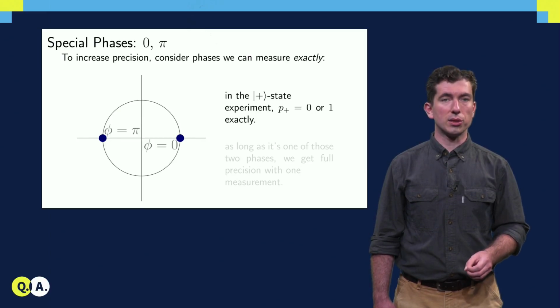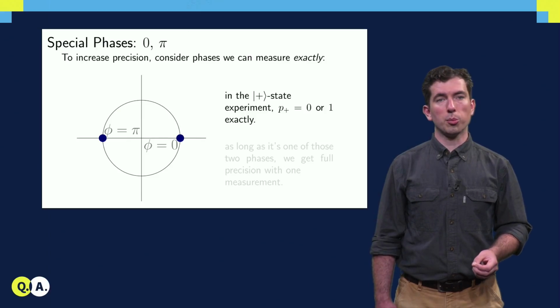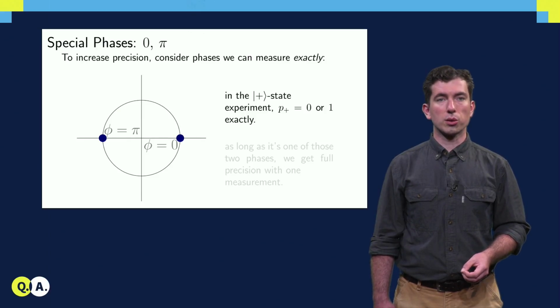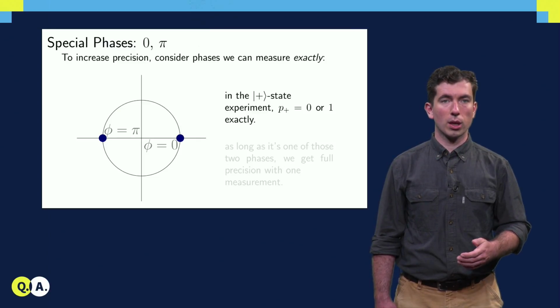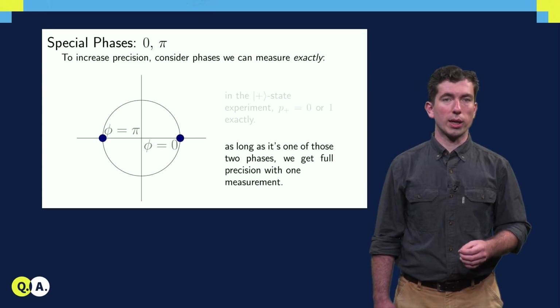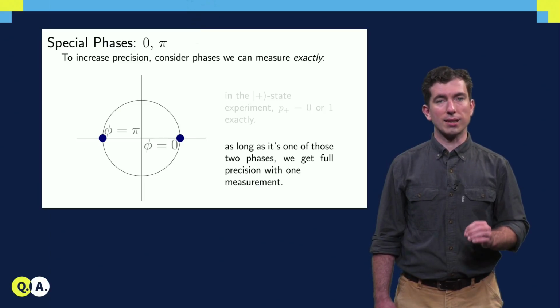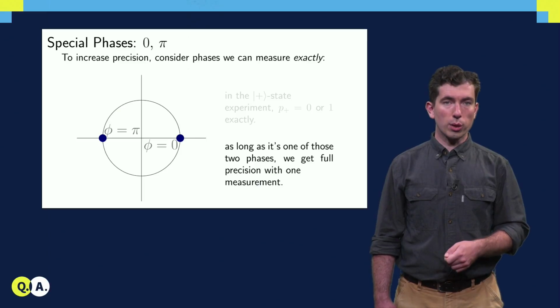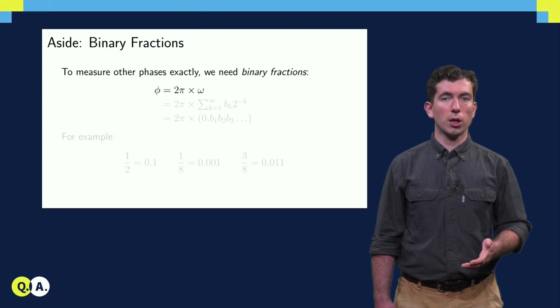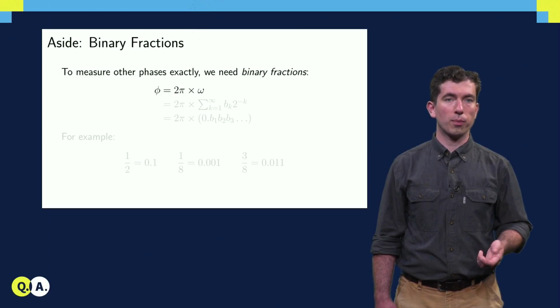Let's focus on the phases 0 and pi. In the plus state experiment from earlier, these angles produce a probability of measuring plus that's either 0 or 1 exactly. As long as we're guaranteed that the phase we're trying to estimate is one of these two values, then one measurement suffices to give us exact knowledge of the phase, so we don't need to worry about precision. To generalize to other smaller angles, we'll need some notation, namely that of binary fractions. Here, we express phi as 2 pi times a number omega, which is between 0 and 1.